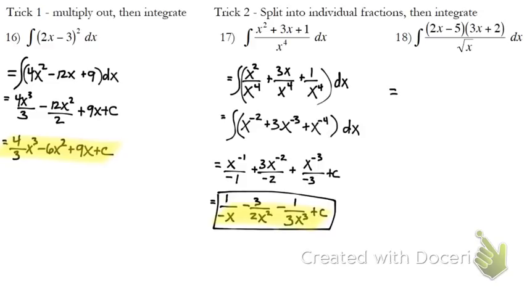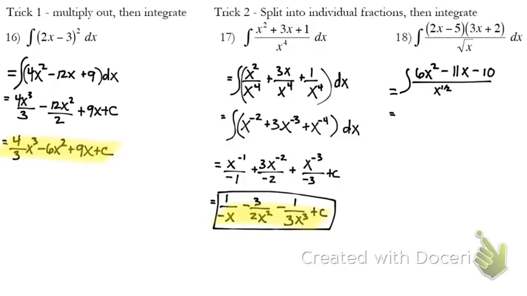Alright, and then this last one wants us to multiply and then split into separate fractions and simplify and then integrate. So kind of just a bunch of stuff rolled up into one. If I multiply in the top, I get 6x squared. Then outside would give me 4x and inside would give me negative 15x. So that gives me negative 11x. And then last would be minus 10. All over x to the 1/2.